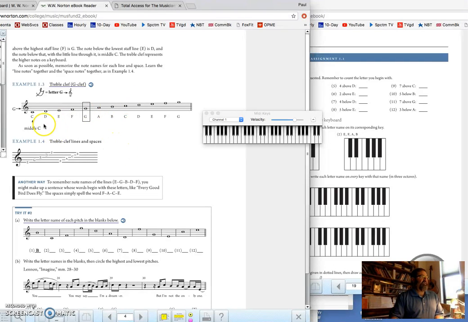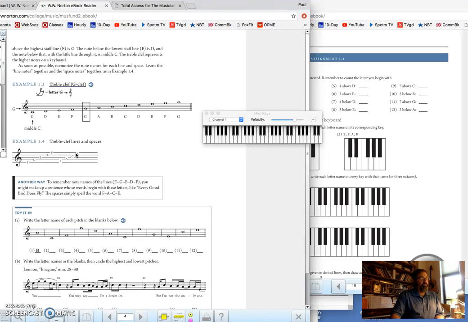right? And I like remembering the lines of the treble clef with something that means up higher. Every good bird does fly. A lot of people know every good boy does fine, or deserves fudge. There's other ones. Use whatever one works for you. Because on a quiz, if I say quick, what's the third space on the treble clef? You're going to go space 1, 2, 3, and go C. I hope you will anyway.